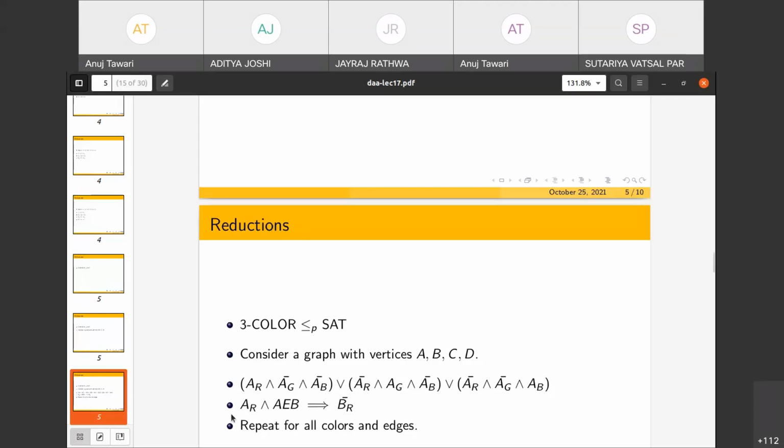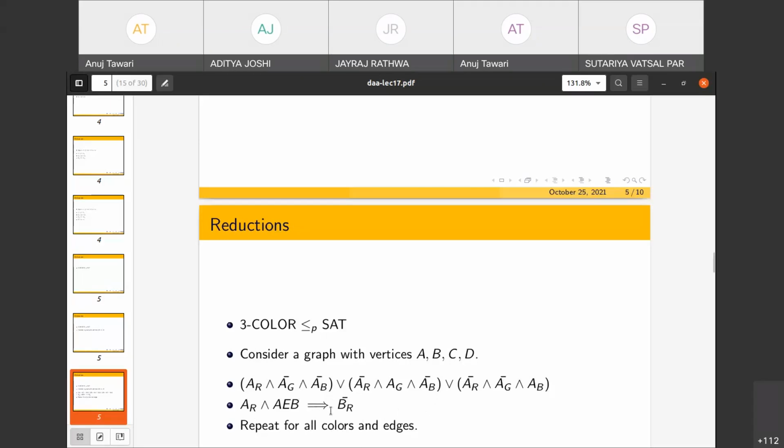So similarly, you can write it for other edges also. Okay. So there are m number of edges, and every edge will have two such clauses. One is that AR and AEB will imply BR bar, right? The other is BR and AEB will imply AR bar. You repeat it for all possible colors. Okay, so there are three colors, and corresponding to each color, we'll have two such clauses.